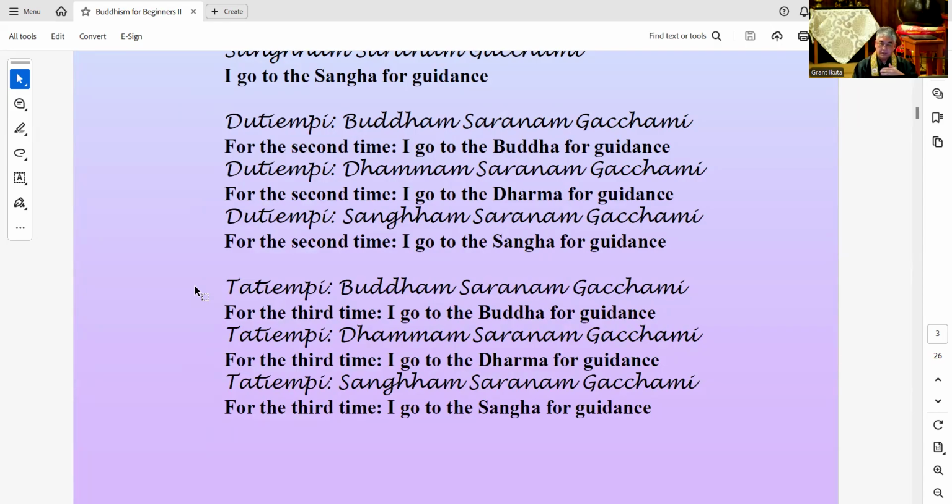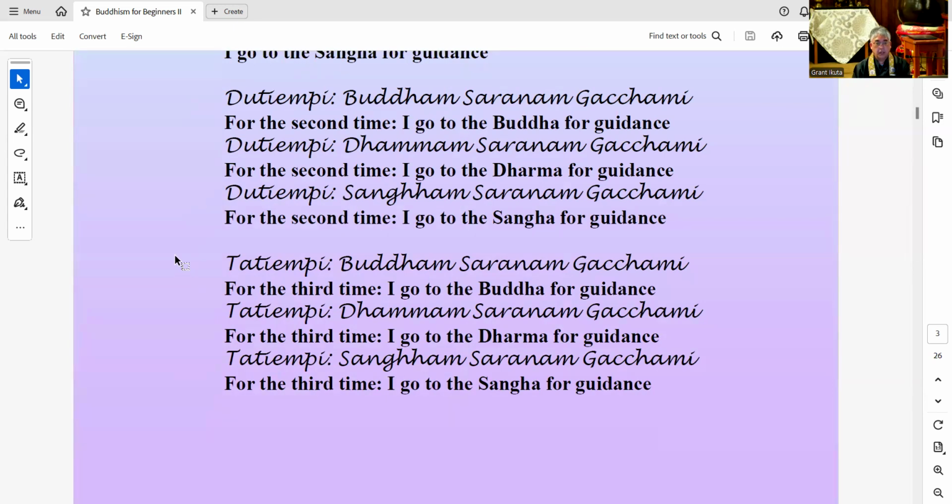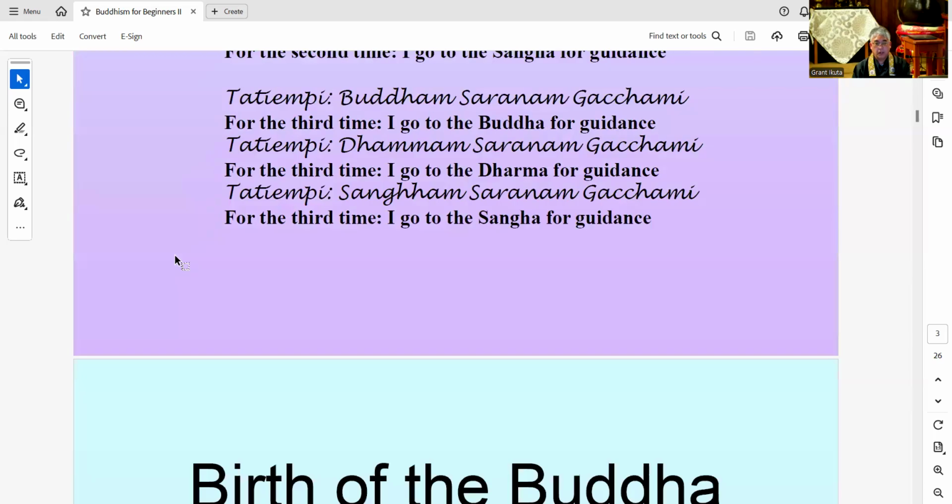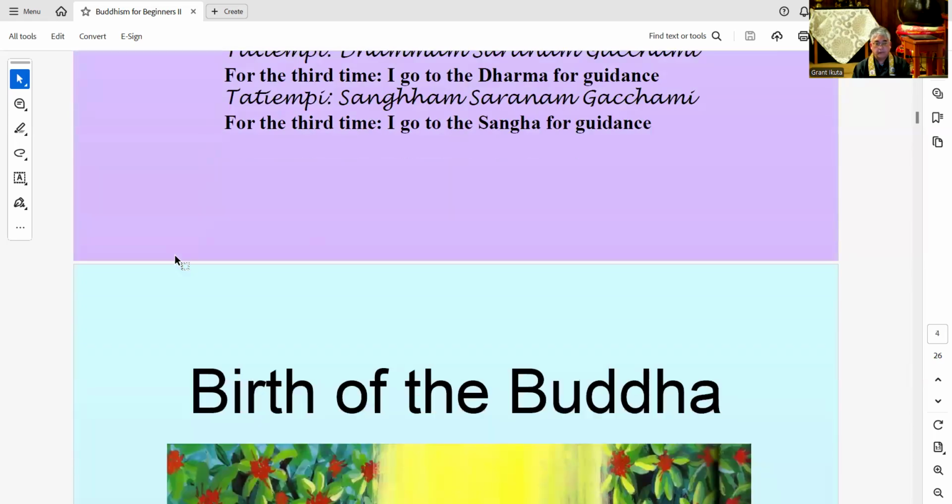So we'll begin each session by reading this. As I mentioned, this is one thing that is common to all Buddhists, regardless of the denomination or school. And it is usually read or chanted in one form or another at the beginning of every gathering that we have. So we will begin with that.